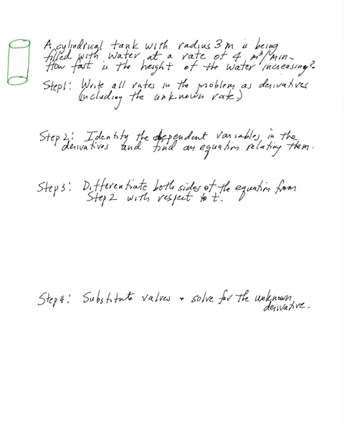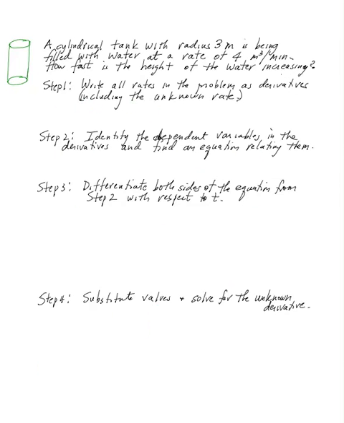The rate, okay. This tank is being filled with water at a rate of 4 meters cubed per minute. Notice that's a volume. That's the volume of water going in per minute. How fast is the height of the water increasing? As you pour water into this tank, the height's going to increase. How fast is the height going to increase?